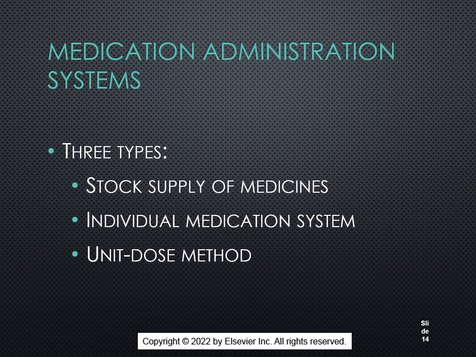There are three types of medication administration systems: the stock supply of medications, the individual prescription system, and the unit dose method. The advantages of the unit dose system and the individual prescription system have made the stock supply system less popular. The fixed site is generally in a small medication room that contains an automated dispensing machine, such as a Pyxis, individualized patient drawers, and medication administration supplies that are easily accessible for the nurse.